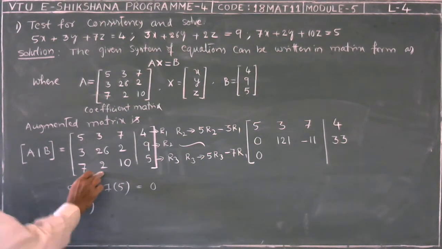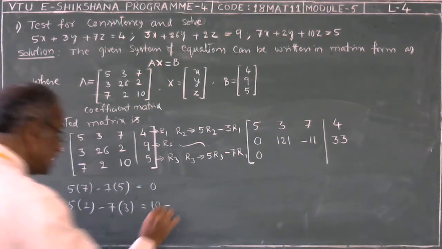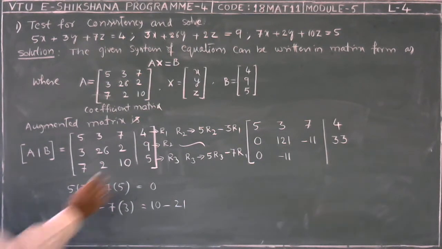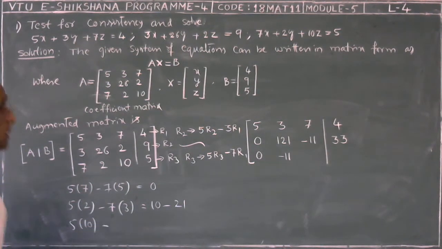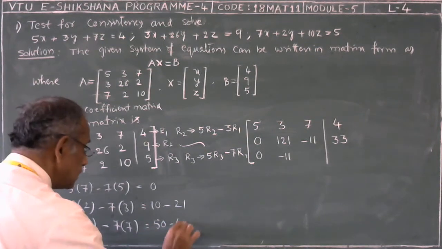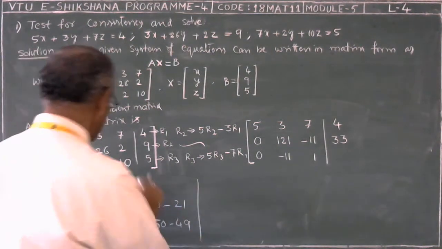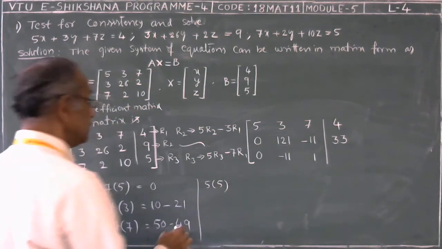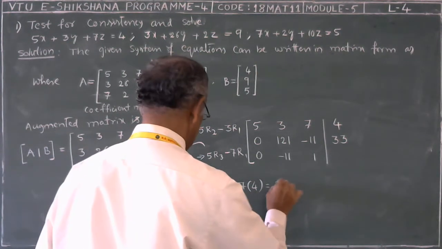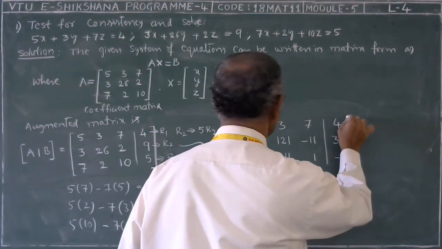Next, 5 times 2 in R3, minus 7 times the corresponding R1 element, which is 3. So this is 10 minus 21, which is minus 11. Then you have 10 here. So 5 into 10 minus 7 into 7. So this is 50 minus 49. So this is 1. Then we have another element here. So 5 times 5 minus 7 times the corresponding element. This is 25 minus 28. So minus 2.